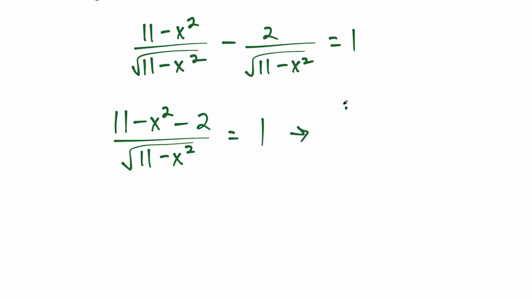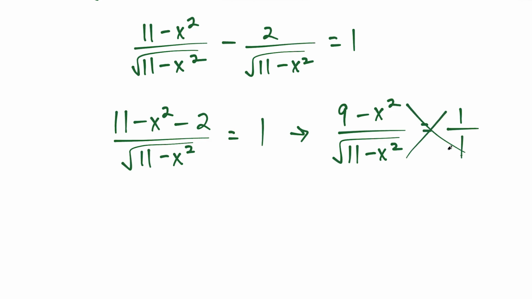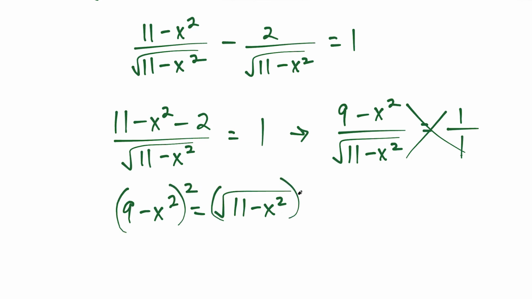11 minus 2 is 9, so we have 9 minus x squared over, and then we have the square root of 11 minus x squared like this. And this is all equal to 1, and I'm going to call this 1 over 1, so that now we could cross multiply. So we have 9 minus x squared times 1 is 9 minus x squared. And then we have square root of 11 minus x squared times 1 is square root of 11 minus x squared. And from this step, what we want to do is get rid of the square root. So we are going to square both sides.